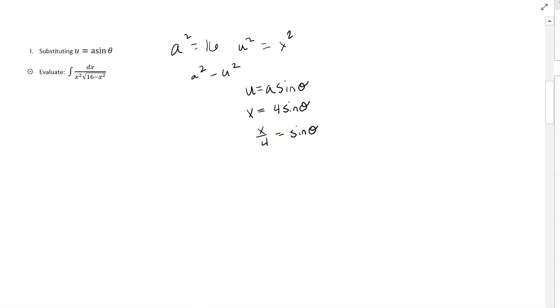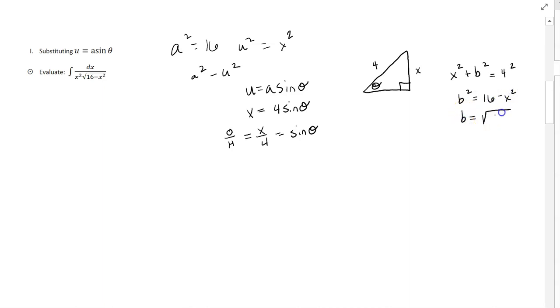Now why that's useful: we know from our SOHCAHTOA rules that sine of theta is the opposite over the hypotenuse. So I can build a triangle where this is my theta, the opposite would be the numerator x, and the hypotenuse would be 4. And in doing this, everything ends up in the right place. If we let this missing side be b, then we know that x squared plus b squared equals 4 squared. So b squared would be 16 minus x squared, and b would be the square root of that. So see, you can build this triangle without having to memorize those forms.